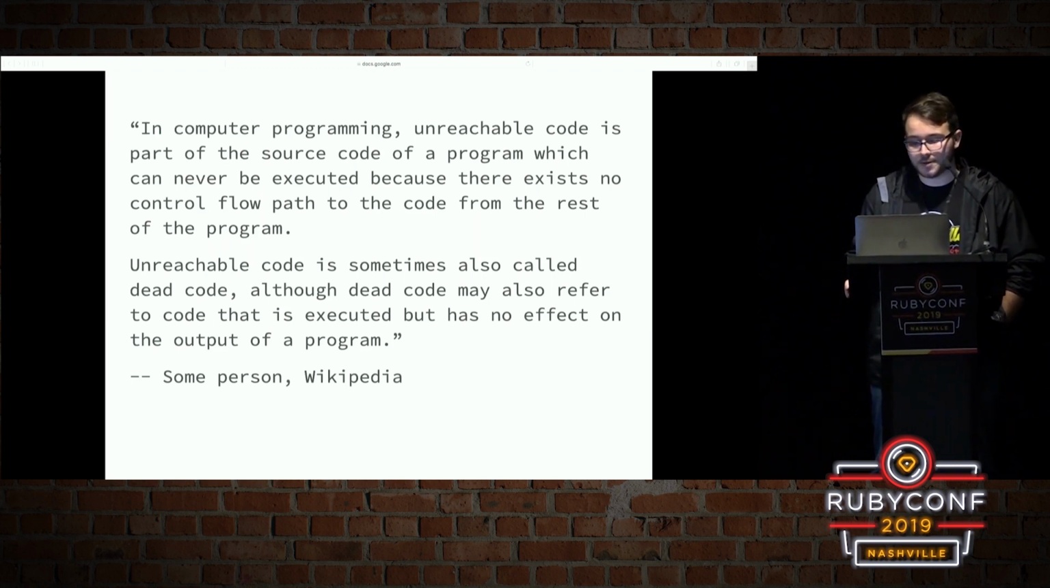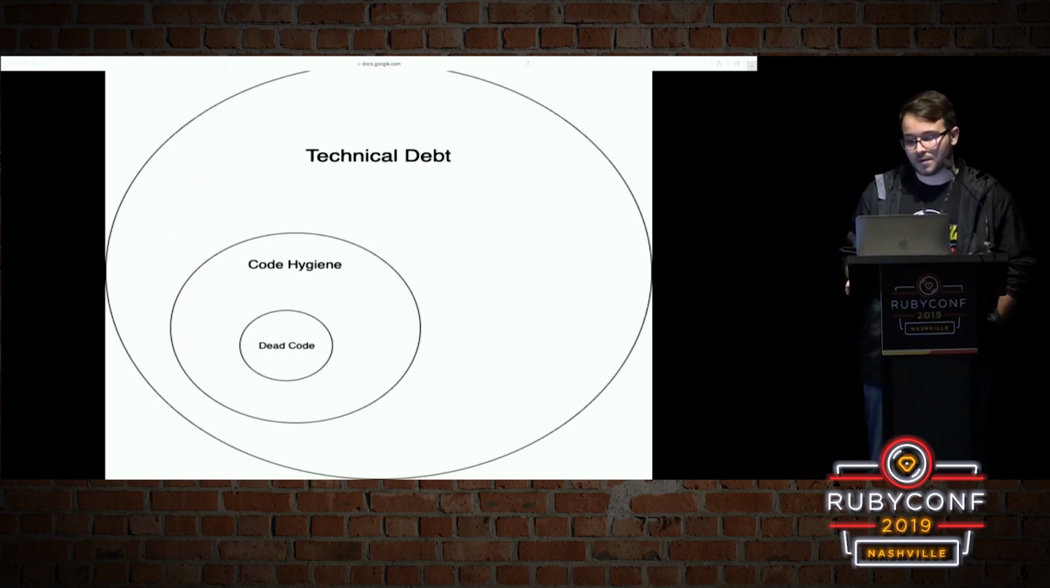In computer programming, unreachable code is part of the source code of which a program can never be executed because there exists no control flow path to the code from the rest of the program. Unreachable code is sometimes also called dead code, even though dead code may also refer to code that is executed but has no effect on the output of a program. So this is also kind of another visualization. Dead code is part of code hygiene, but also is a form of technical debt.